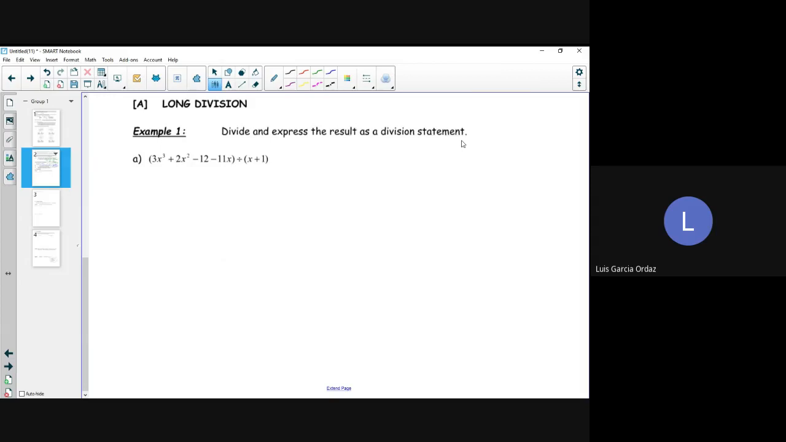So we have our first example. We have x plus 1 dividing 3x cubed plus 2x squared minus 11x, because we have to go in descending order, minus 12. So what we want to do is we just want to focus on x. This is your focus. So what can we multiply x by to get to 3x cubed?